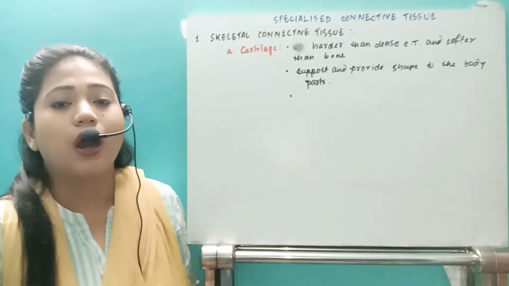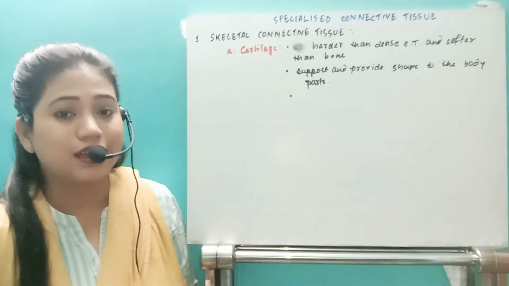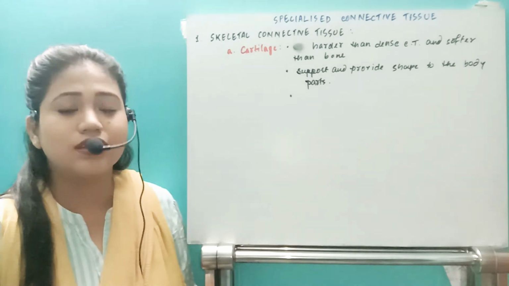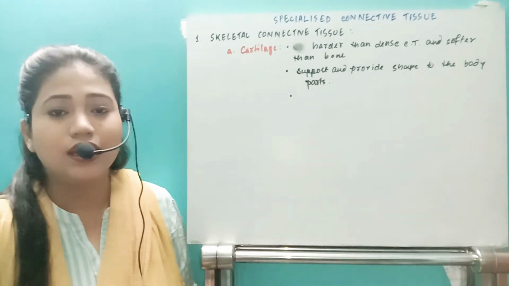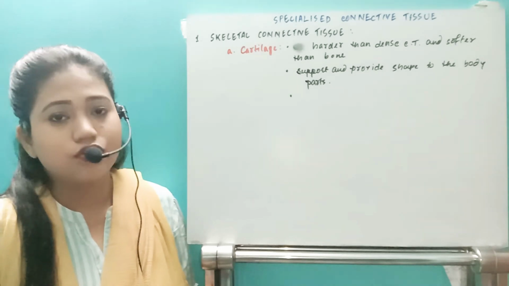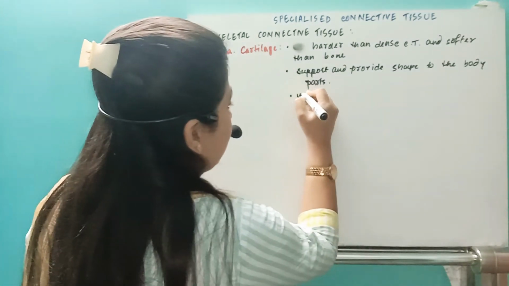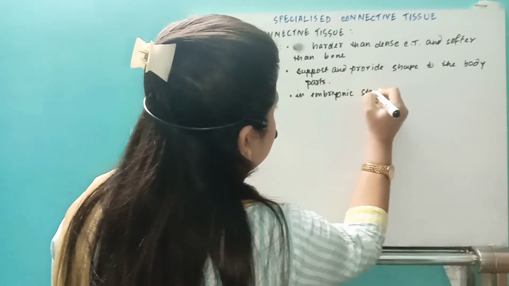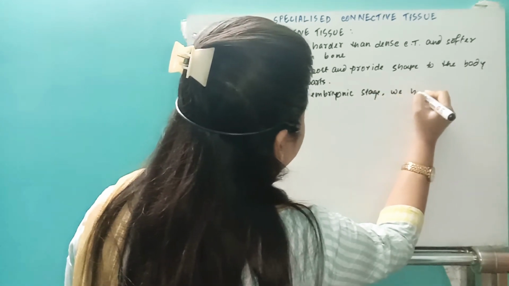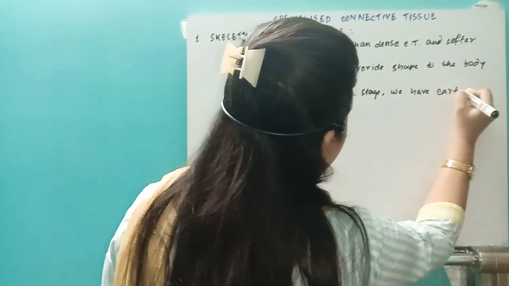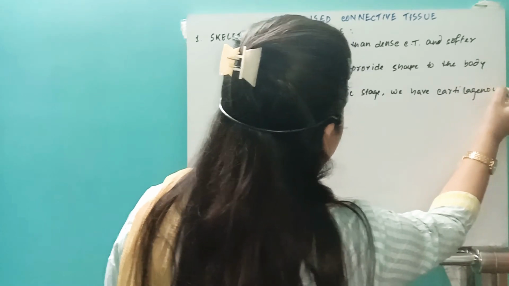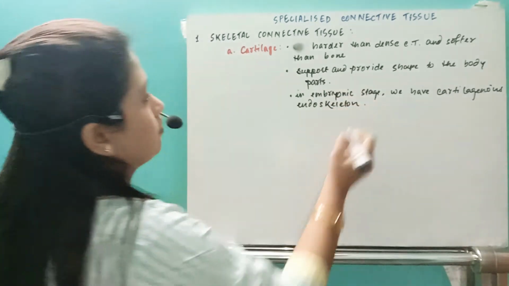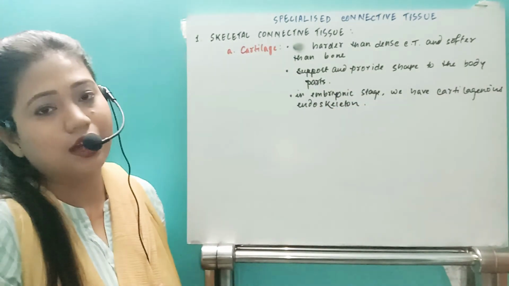Now the next thing, in case of vertebrates, whenever we were in the embryonic state, first of all our body started with the cartilaginous endoskeleton, and that cartilaginous endoskeleton is replaced by the bones later on. So in the embryonic state we have cartilaginous endoskeleton, right? Remember that this is the cartilage.